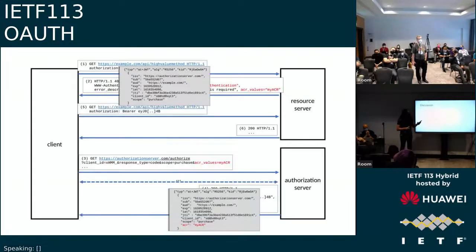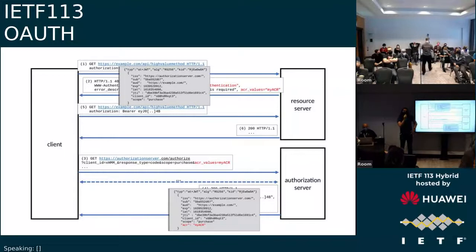So in that slide, it says ACR values. Is that multi-valued? So you can request any of these. Yes, this is a very good question. Yes, the semantic is exactly the same as OpenID plus access token.